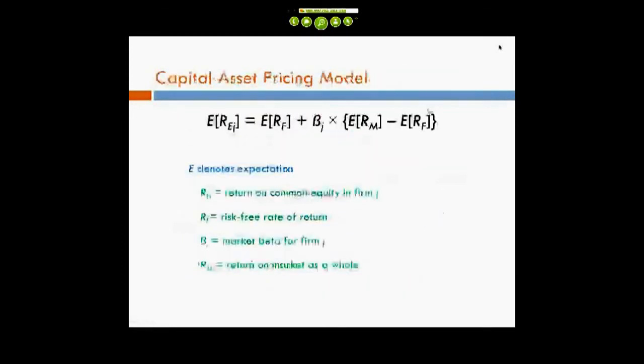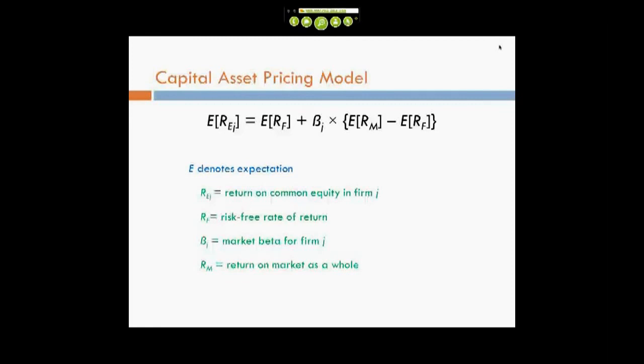So this is the capital asset pricing model. I'm sure you've seen it in a simpler nomenclature, but let's not get overwhelmed by this. It's pretty straightforward. E just signifies expected. So the return you would expect on your equity is equal to the expected risk-free rate. What's the risk-free rate today? Almost 0. It's very low, below 1.